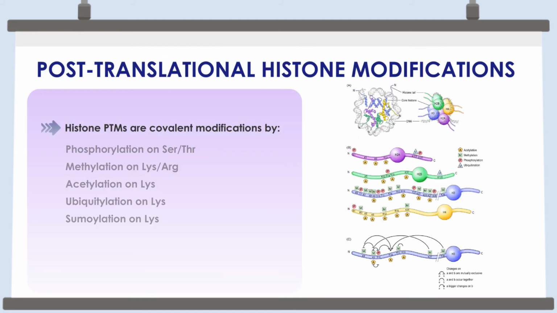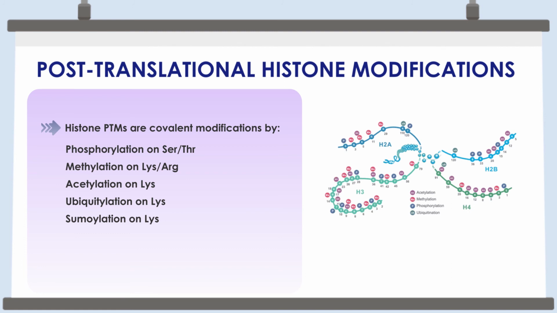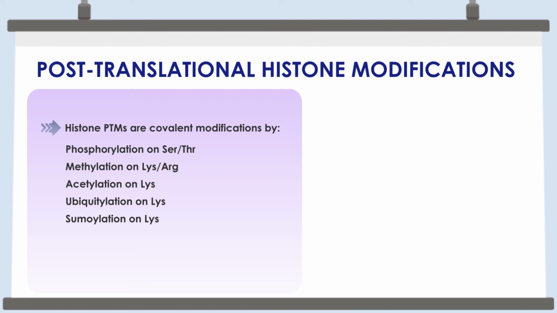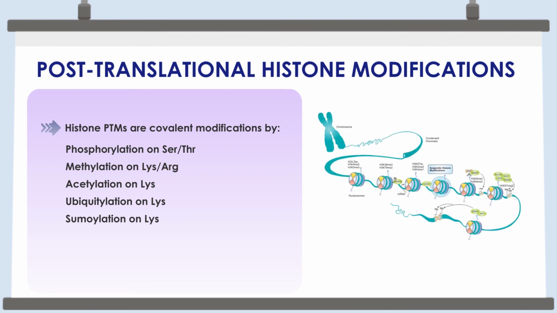Histone post-translational modifications are covalent modifications of histones by phosphorylation on serine or threonine residues, methylation on lysine or arginine, acetylation of lysines, ubiquitinylation and sumoylation of lysines. Histone modifications affect chromosome structure and function, for instance during transcription and chromatin remodeling processes.